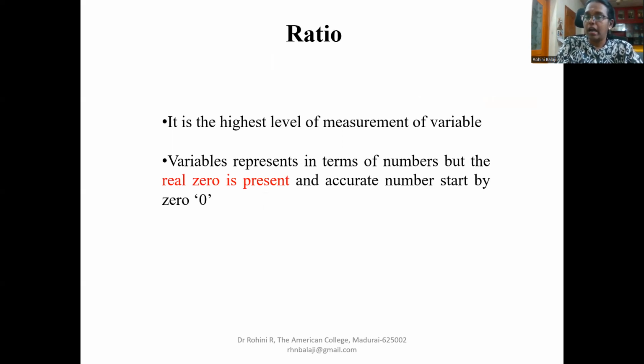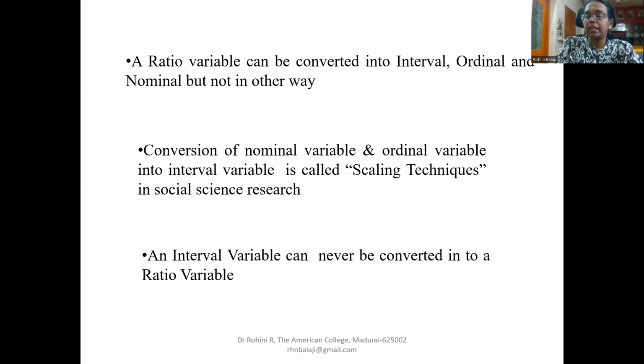Ratio is said to be the highest level of measurement of variable. This is the last level of measurement. The ratio variable represents numbers, but real 0 is present here, which is absent in the interval variable. A ratio variable can be converted into interval, ordinal, and nominal variable, but vice versa is not possible. Conversion of nominal variable and ordinal variable into interval variable is called scaling techniques in social science research.